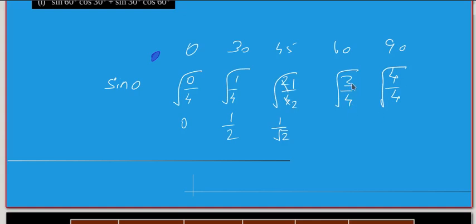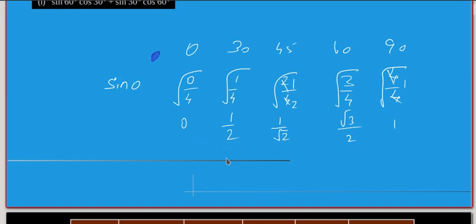What about this factor? Here 3 we cannot write in the form of a square, but 4 is 2 square, so for this the square will get cancelled. The numerator is root 3 and the denominator is 2. Here 4 and 4 get cancelled, leaving only 1, and the square root of 1 is 1 itself. So the values are: sine 0 is 0, sine 30 is 1 by 2, sine 45 is 1 by root 2, sine 60 is root 3 by 2, and sine 90 is 1. From sine we will get all the values.